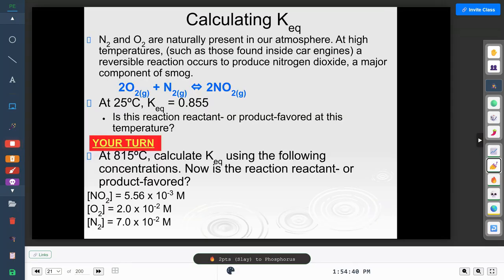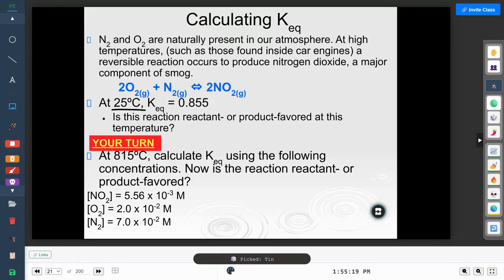Now let's look at how you would actually calculate an equation like this. This is what you might see on a test. It says the N2 and O2 are naturally present in our atmosphere. At high temperatures, such as those found inside car engines, a reversible reaction occurs to produce nitrogen dioxide, a major component of smog. So if we have high temperatures, we can take the natural nitrogen and oxygen in our atmosphere and turn it into smog. We don't want that, right? But that's what happens. At 25 degrees Celsius, though, it says that KEQ is 0.855. We should be able to look at that number and determine if it's reactant or product favored.